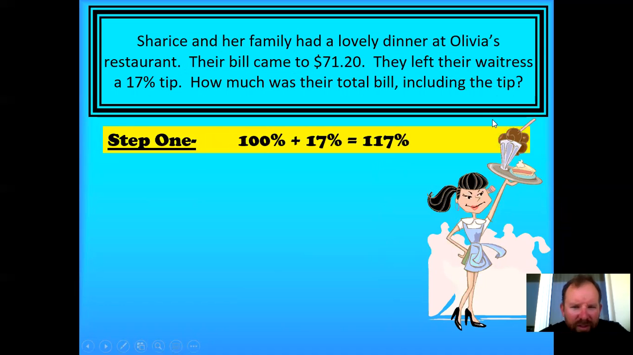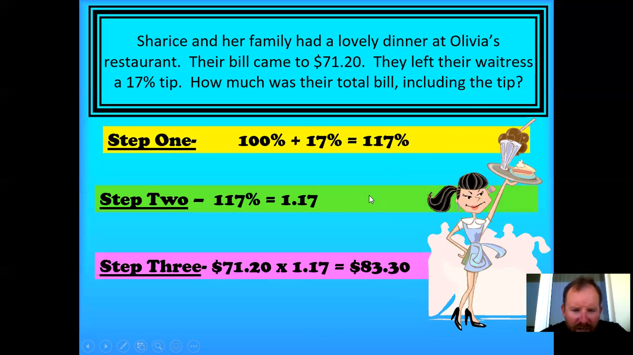All right, so now we're going to look at a tip example. So my meal, if I pay for 100% of my meal, comes out to $71.20. And then I multiply that times 117% as a decimal, which would be 1.17. I'm going to end up getting $83.30.